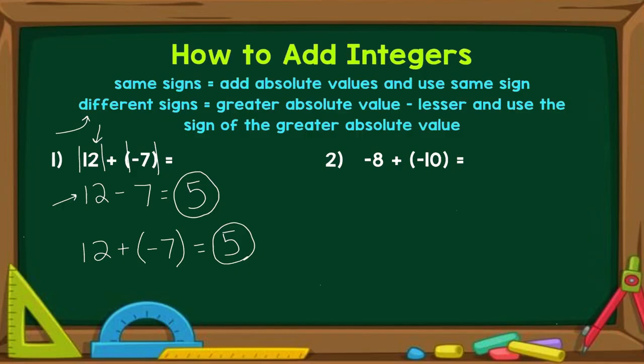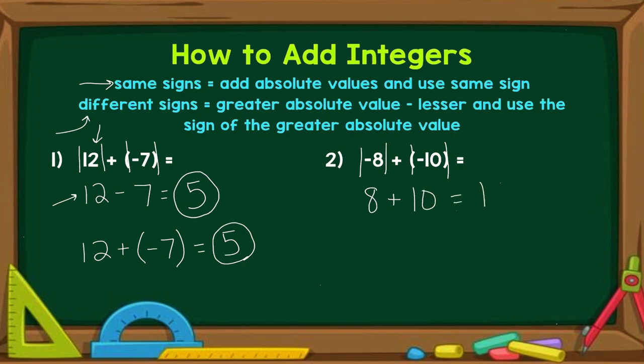Let's move on to number 2, where we have a negative 8 plus negative 10. Here we have two negatives, so the same signs, so we're going to add the absolute values and use the same sign. So let's start by taking a look at the absolute value of negative 8 and the absolute value of negative 10. The absolute value of negative 8 is 8, plus the absolute value of negative 10, which is 10. Now we add those absolute values because, again, we have the same signs.